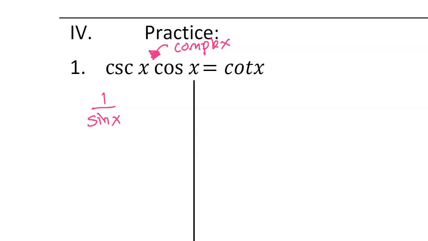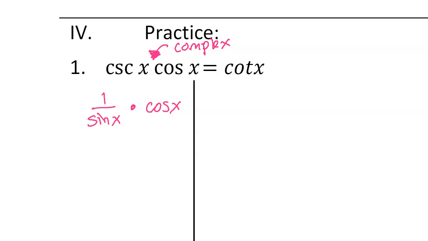And this is literally an identity. If I'm looking at my sheet, it is one of the reciprocal identities. Cosecant of theta is equal to 1 over sine. So I rewrite it. I keep cosine the same. I'm not changing that.